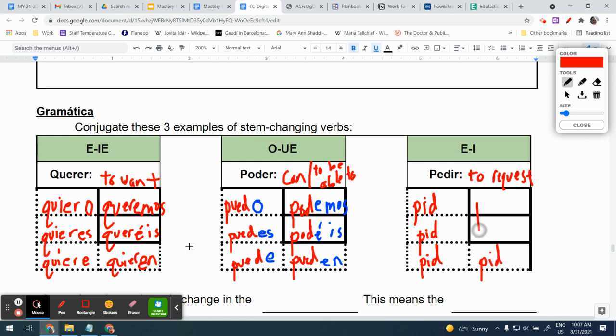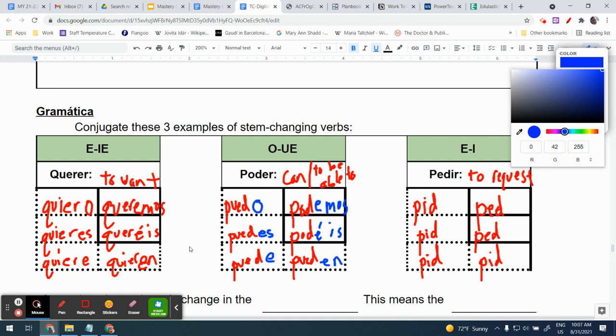And up here I have ped and ped. And then I deal with my endings. IR endings almost the same as ER. Pido, pides, pide. These two are different. Pedimos, pedís, and then piden. Good?